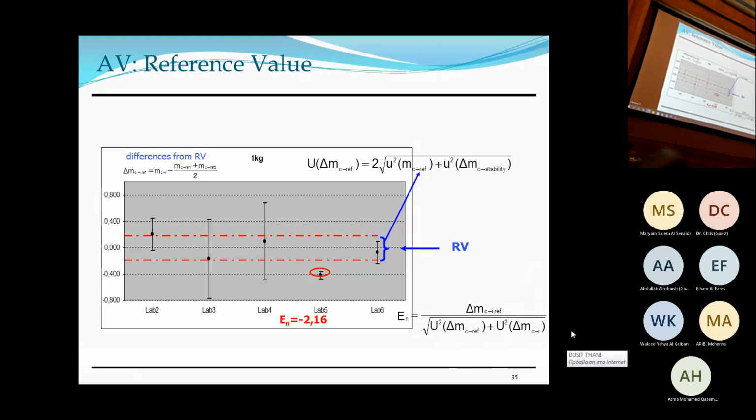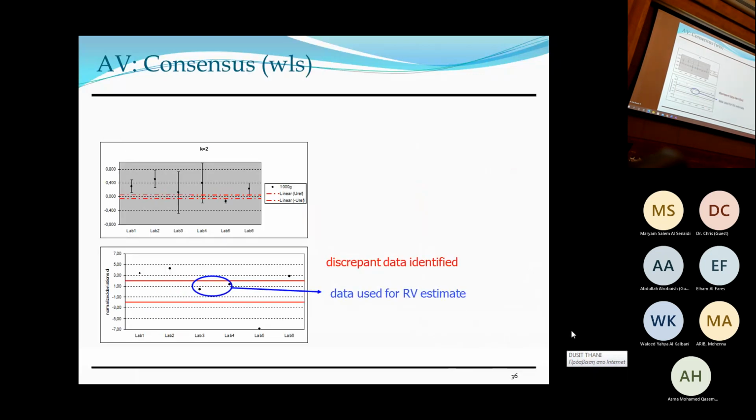Okay, I think that this is clear enough. There's nothing to say here. What I wanted to show is that a way of presenting results is with respect to the reference value. So the reference value is 0 here, because we're talking about differences from the reference value, and the two red lines are the uncertainty of the reference value.